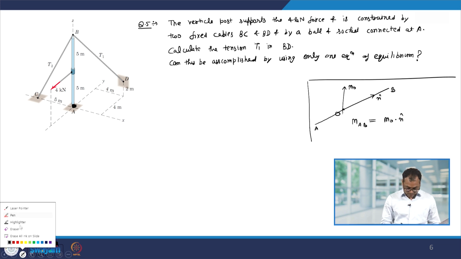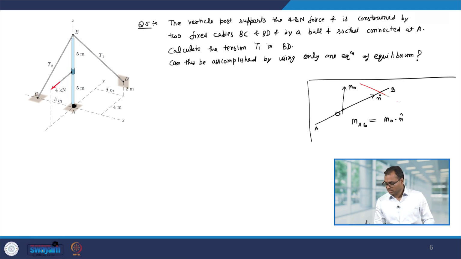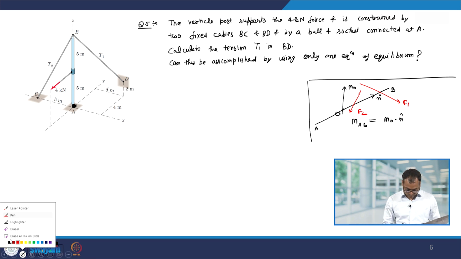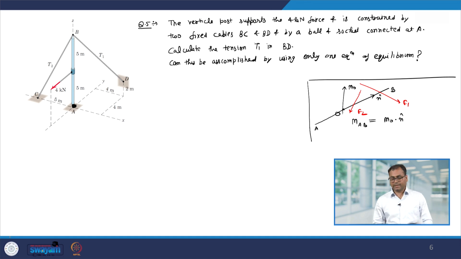Now, if there are various forces which are passing through the line, okay, so they intersect this line. In that case, let us say this is F1, this is F2. If the forces intersect this line AB, then their moment of F1 and F2 about AB line will be 0. We are going to use this concept.